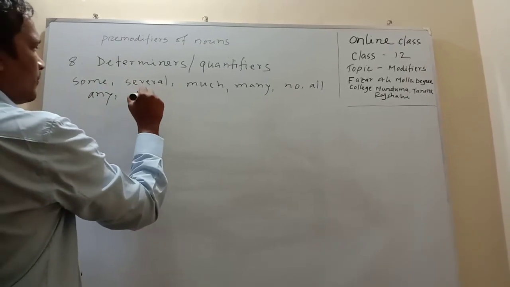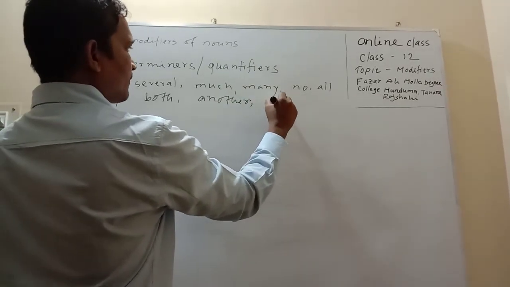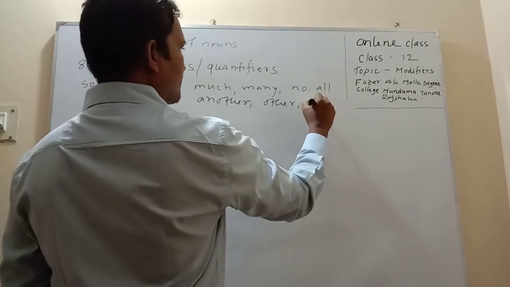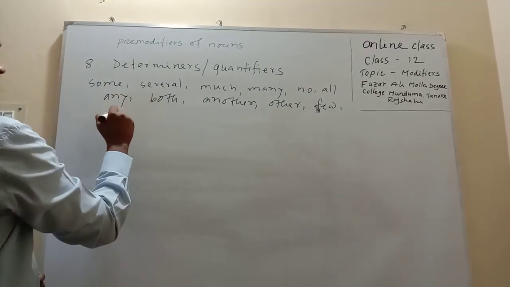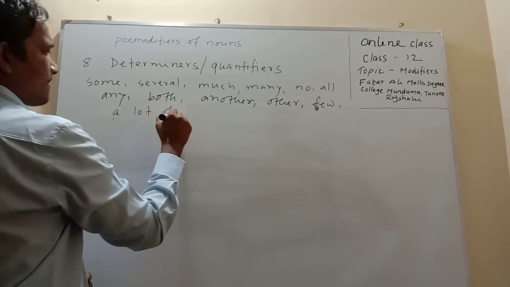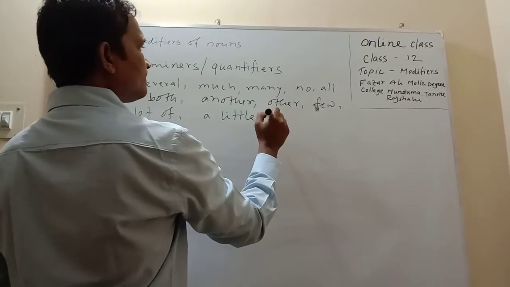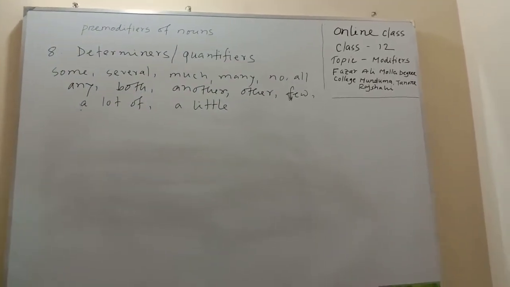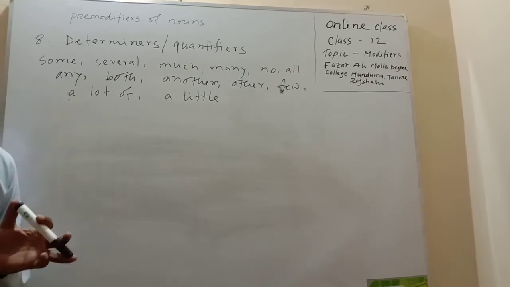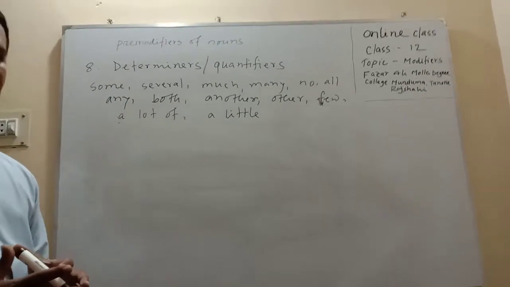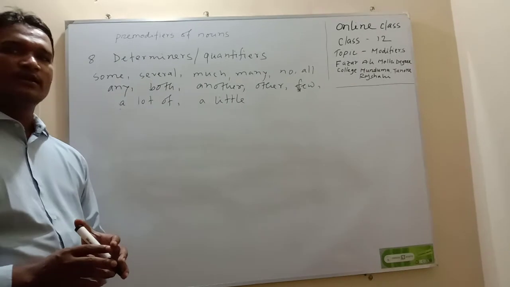any, both, another, other, few, a lot of, a little, etc. So there are many quantifiers or determiners. The question will demand a quantifier or a determiner. The question will be like this: use a determiner before a noun.